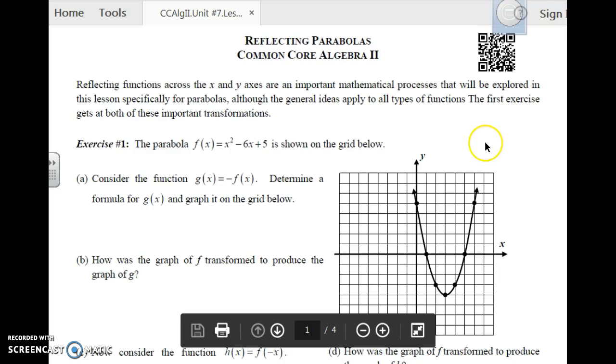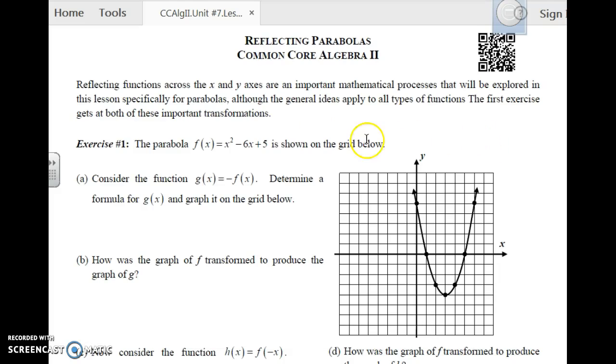This is Unit 7, Lesson 2 on reflecting parabolas. Reflecting functions across the x and y axes are important mathematical processes that will be explored in this lesson, specifically for parabolas, although the general ideas apply to all types of functions. So let's take a look at these transformations.